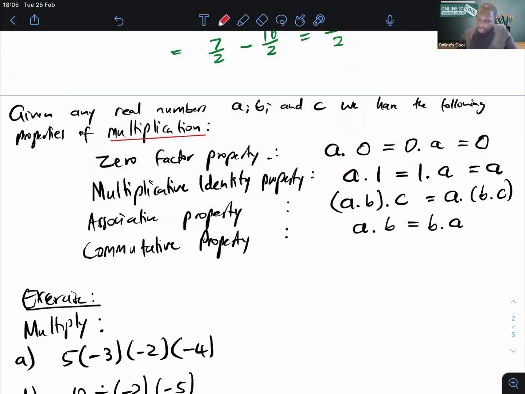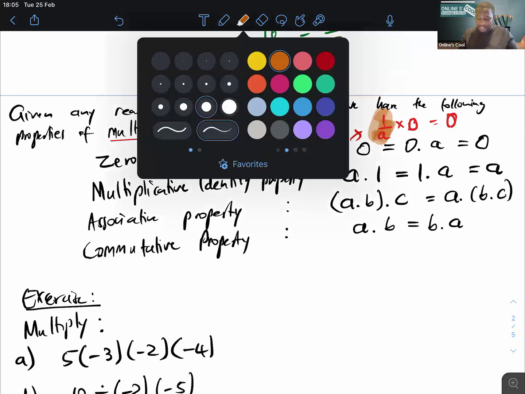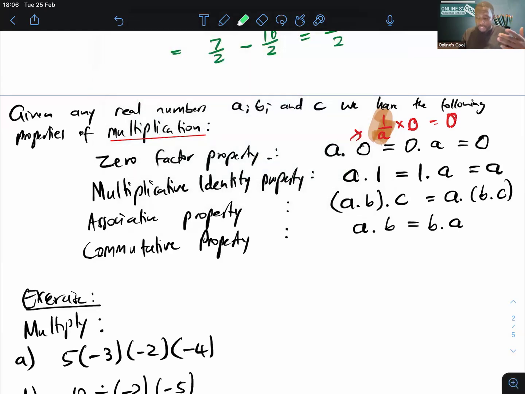Even if that thing looks like this, 1 over A multiplied by 0 is 0, because we're saying anything. So any real number, any function of a real number. And remember, 1 over something is also a real number because we agreed that fractions are also real numbers, like your A over B that we spoke about, right?